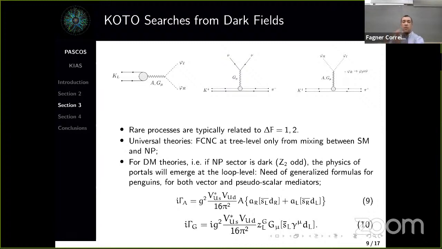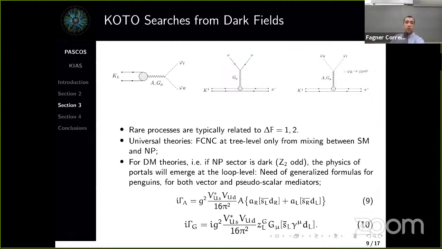This is the main point of the talk: rare processes are typically related with flavor changing vertices. In universal theories, flavor changing neutral currents at tree level come only from mixing between the standard model and new physics. If the new physics sector is dark, this mixing is forbidden, and therefore FCNC would start to show up only at the loop level. That means that when you have universal theories and your new physics sector is dark, the physics of the portals would show up only at the quantum level, okay?